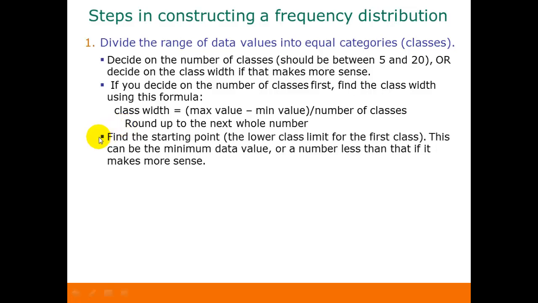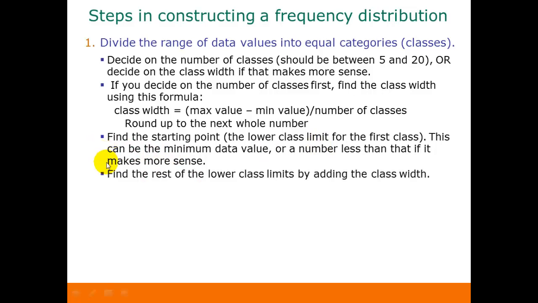Once we have found our class width, then we need to find a starting point, or the lower class limit for our first class. This can either be the minimum data value, or it can be a number less than that if that makes more sense. Now once we have that initial lower class limit, we find the rest of the lower class limits by adding the class width on.